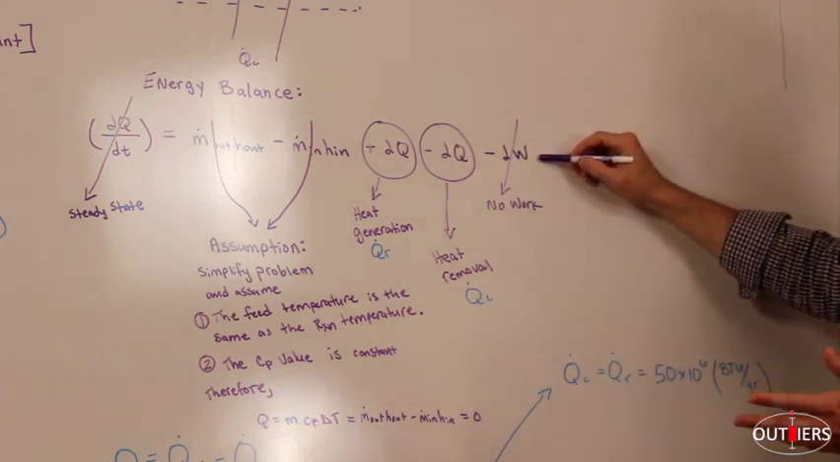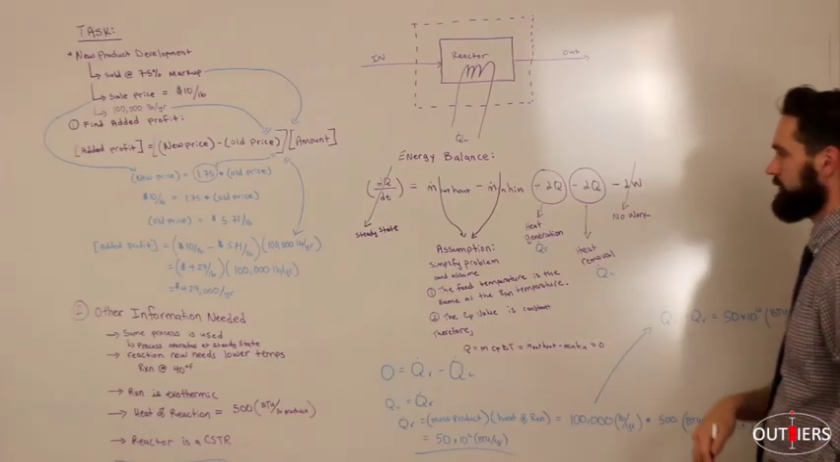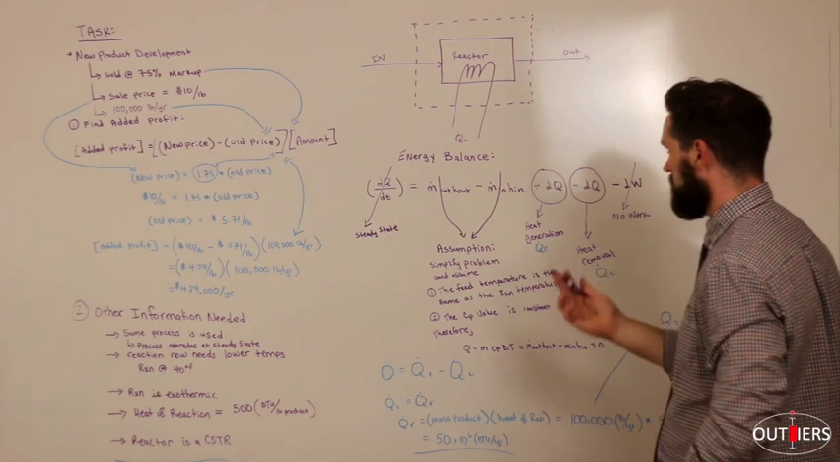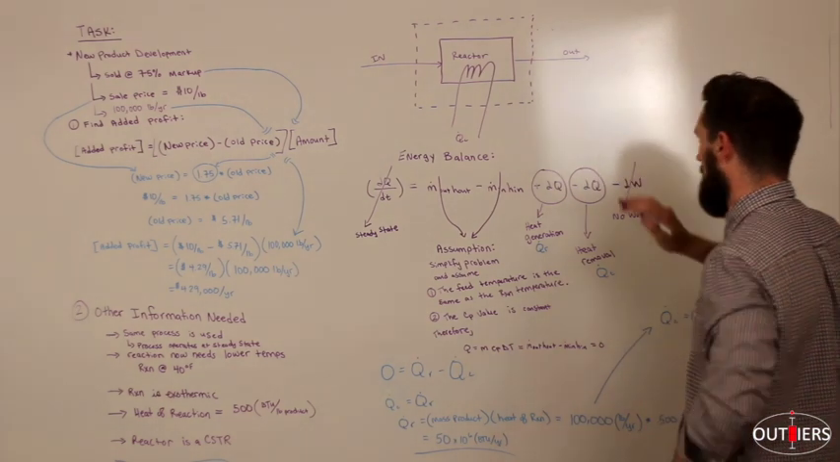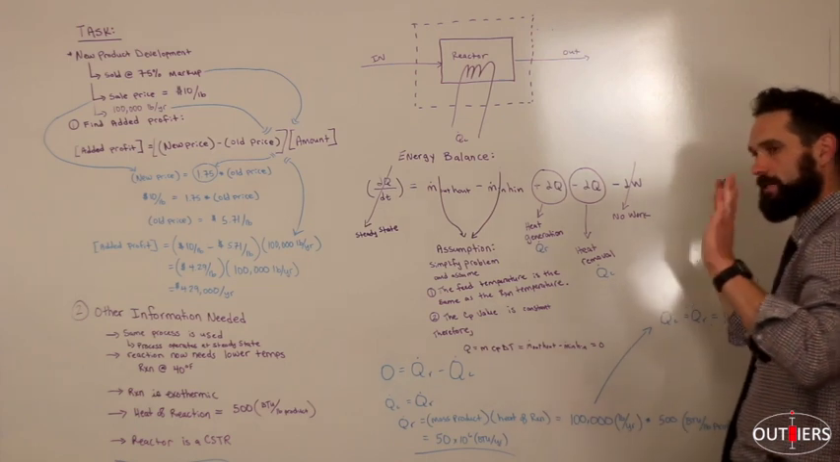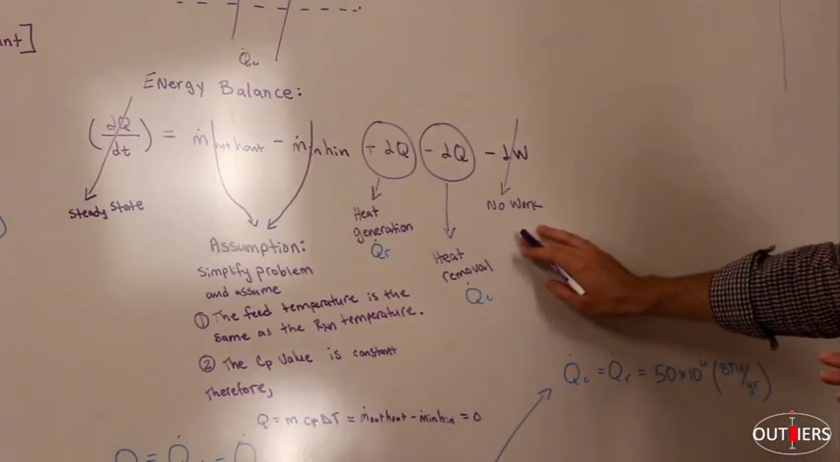The last thing that we should evaluate in doing an energy balance is any work done to or by the system. We've assumed here that there's no appreciable amount of work going on. We might have a shaft or an agitator in the reactor, but for this base case evaluation, we're not going to worry about that. Okay, we're going to assume no work.